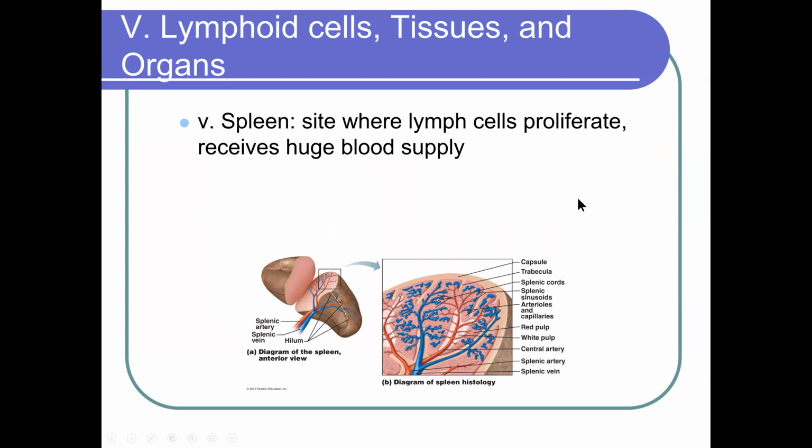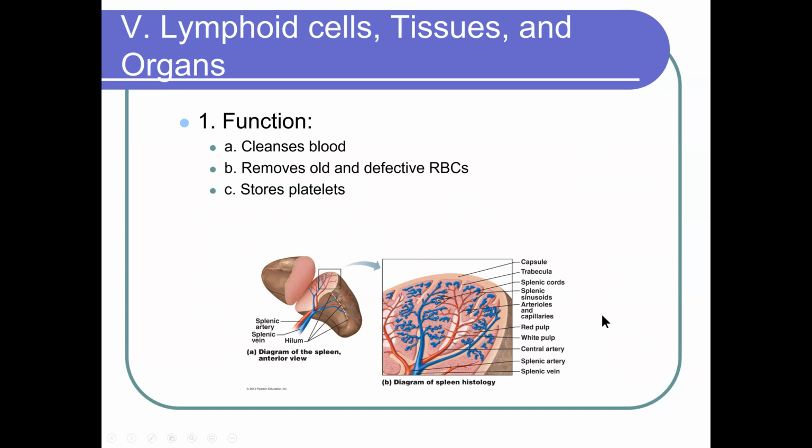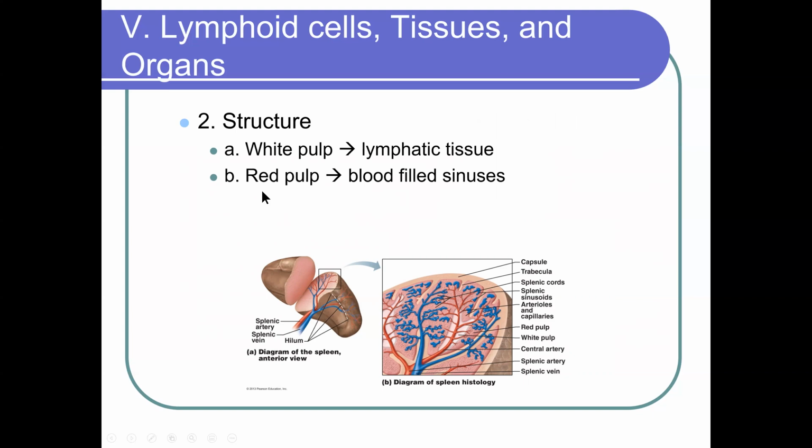We have the spleen, where lymph cells proliferate and receive a huge blood supply. Spleen is very, very vascular, has a huge blood supply. Some of the biggest blood vessels off the aorta go into the spleen because it has a huge perfusion. This is where a number of things happen in the spleen, okay? It cleans the blood, removes old and defective red blood cells, and stores platelets. And it has that surveillance function. It has some white pulp, which has lymphatic tissue, and red pulp, which has blood-filled sinuses.